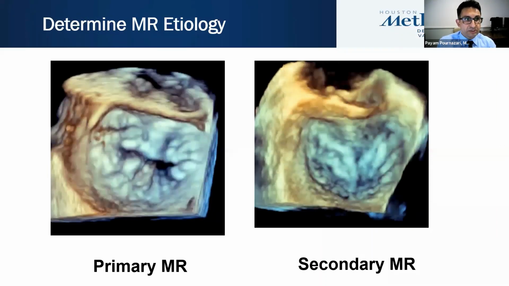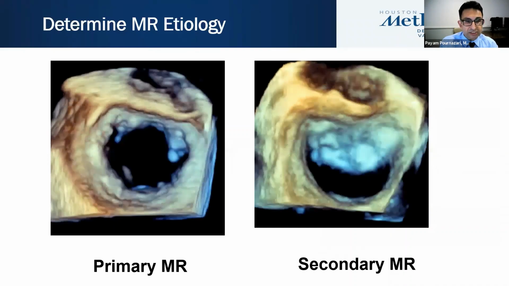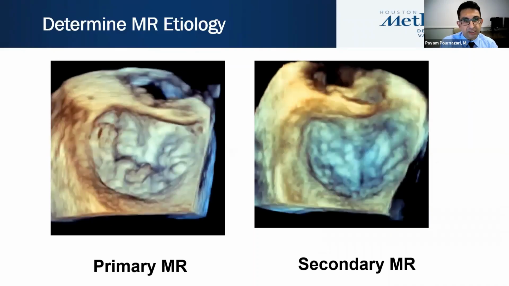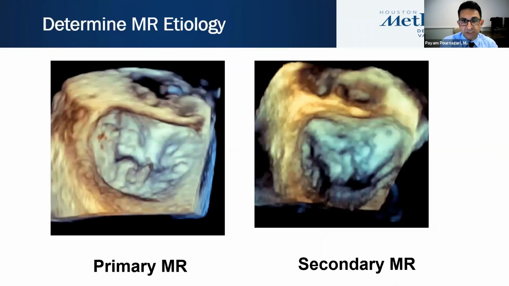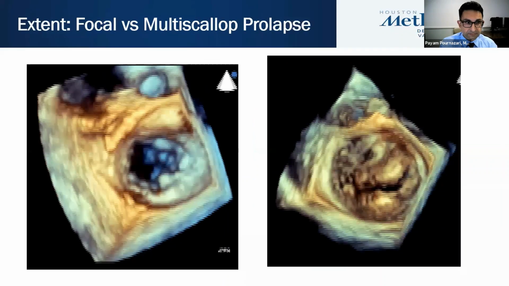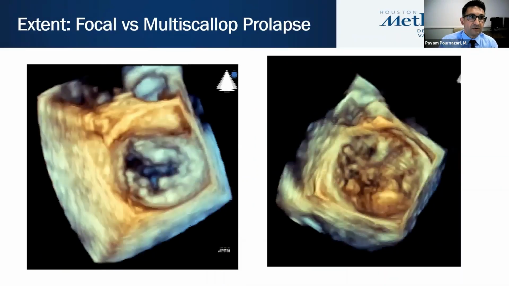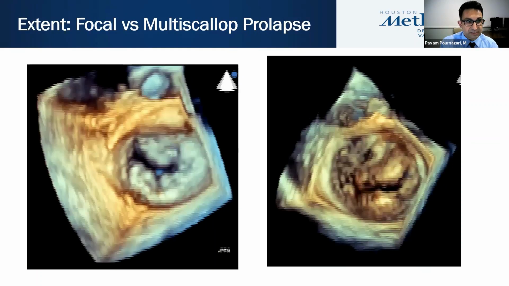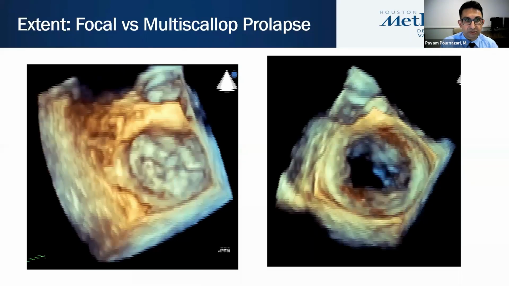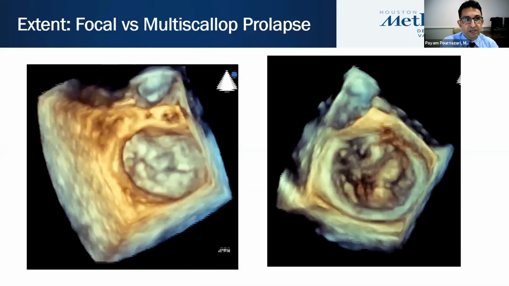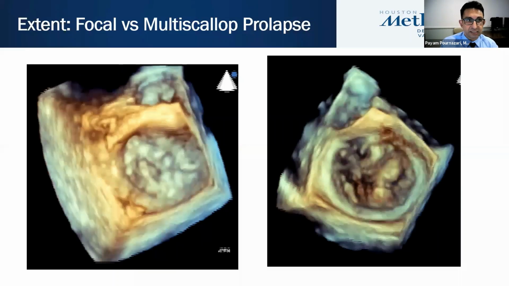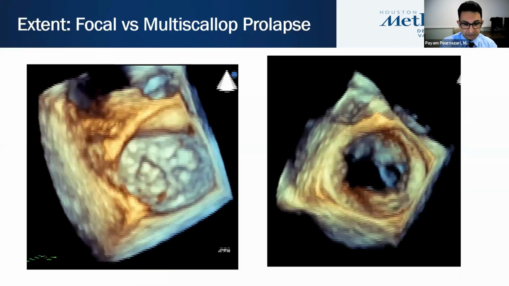It is also important to differentiate between primary mitral regurgitation and secondary mitral regurgitation. The image on the left shows a flail P2, and the image on the right shows annular dilatation with restrictive posterior leaflet tethering. Focal versus multi-scallop prolapse is also important. Focal prolapse is more favorable to be repaired with transcatheter edge-to-edge repair. However, multi-scallop prolapse is more difficult, and further evaluation and characterization of the valve is required.